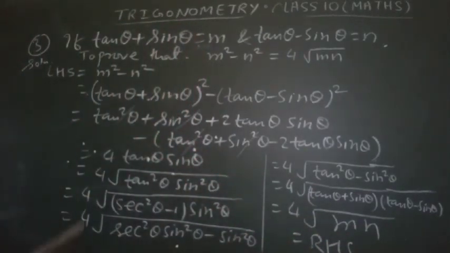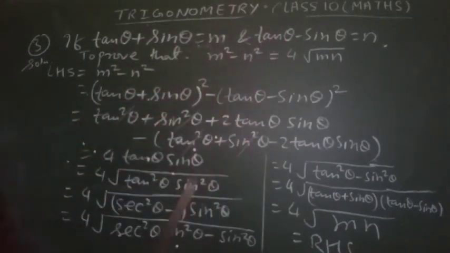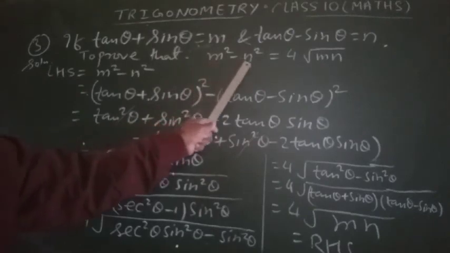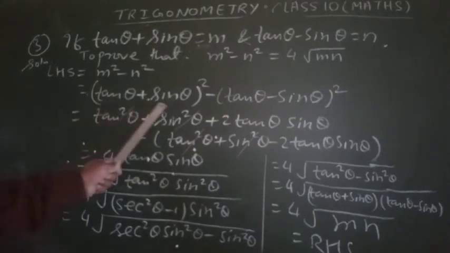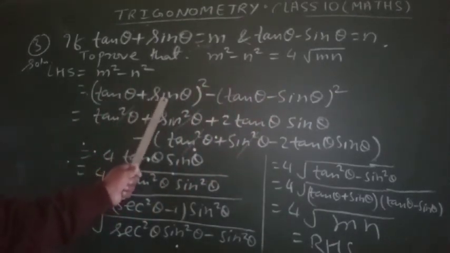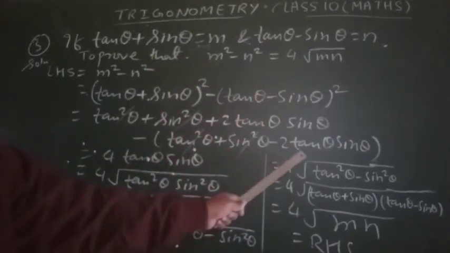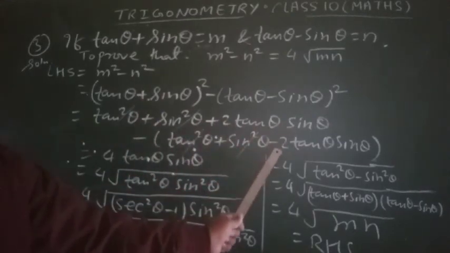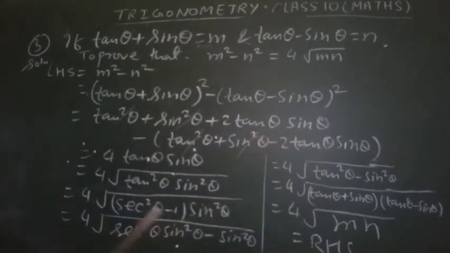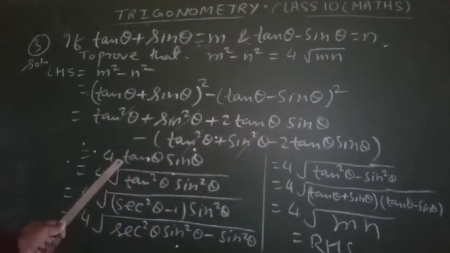Look at this again. Tan plus sin is m given, and tan minus sin is n given. We have to prove that m^2 minus n^2 is equal to 4 under root mn. So just go with the LHS. The m value is this, the n value is this. (a plus b) whole square, I just break it, minus (a minus b) whole square, I just break it. If you break the bracket, tan^2 and sin^2 will cancel. 2 tan sin minus 2 tan sin will remain. The 2 tan sin becomes 4 tan sin. Now look.